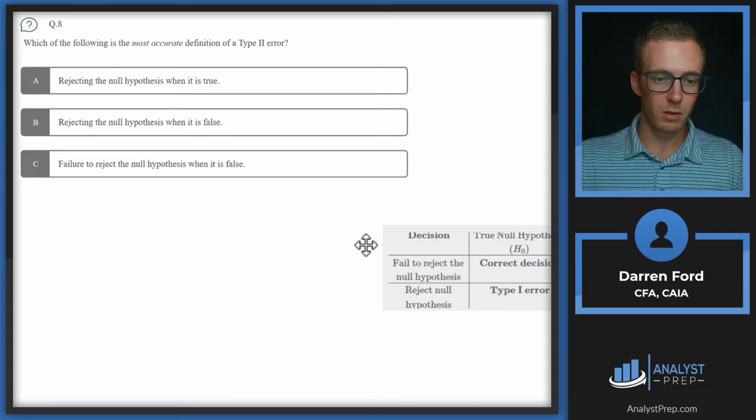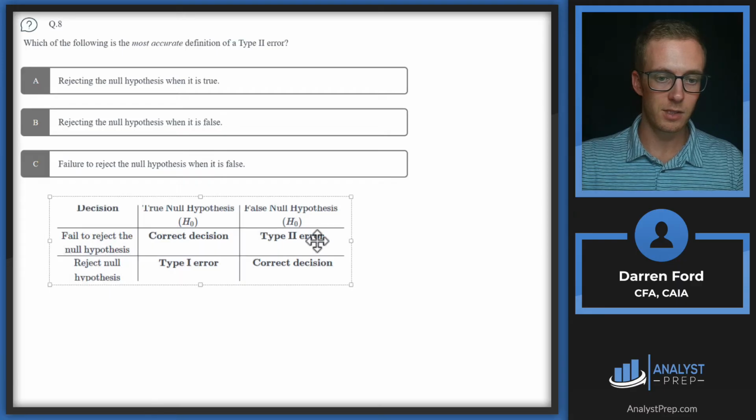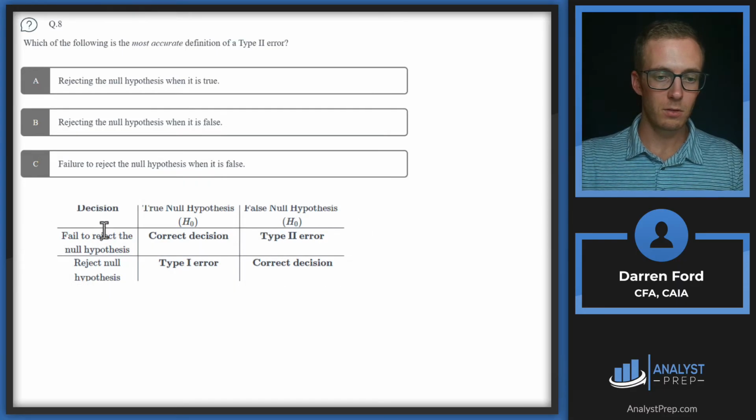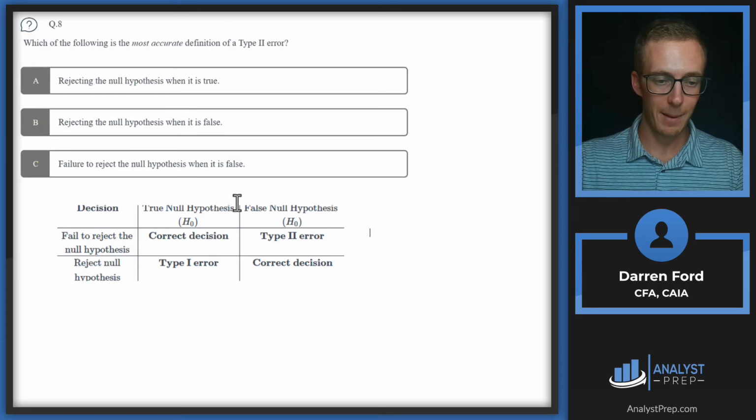So I'm just going to pull in our table here, and this is going to be a pretty important table to memorize. So we see here we have a false null hypothesis. Type 2 error is going to be failure to reject that false null hypothesis. So we're going to get answer C.